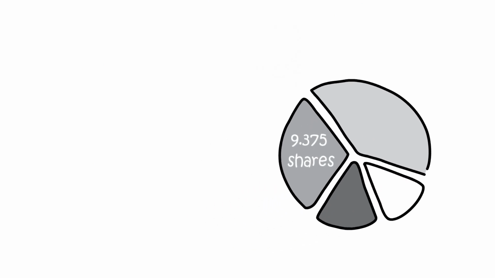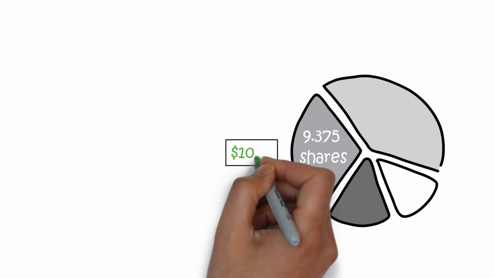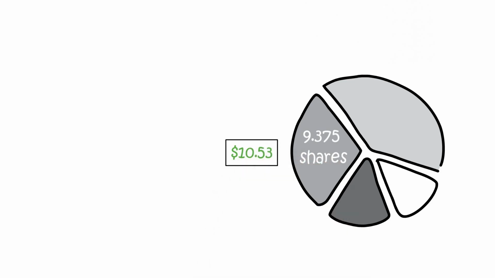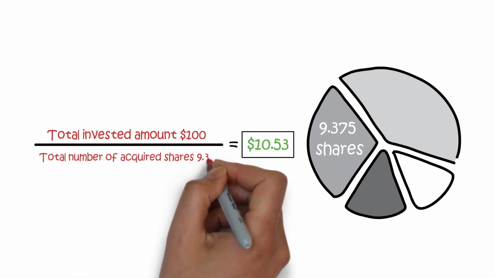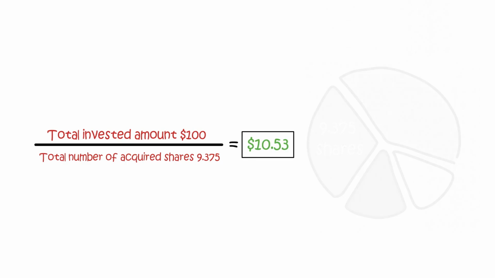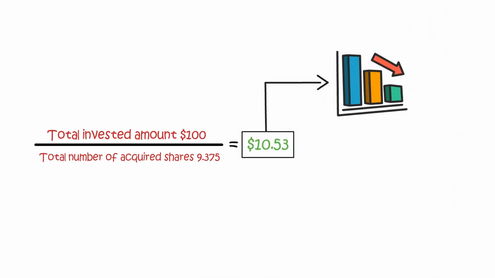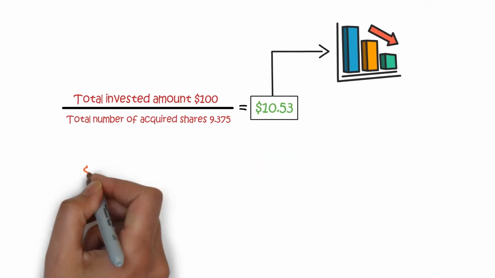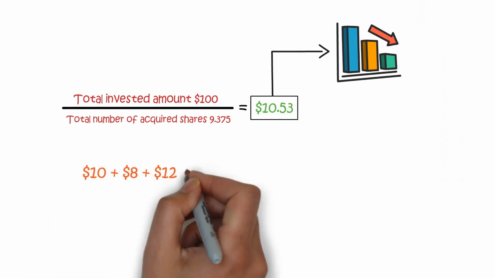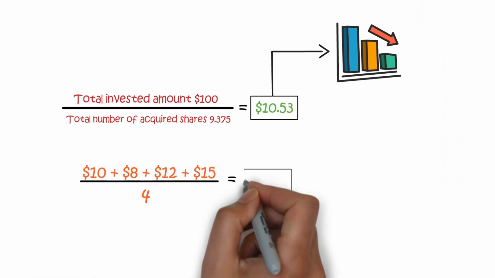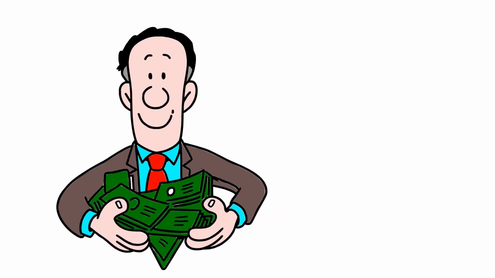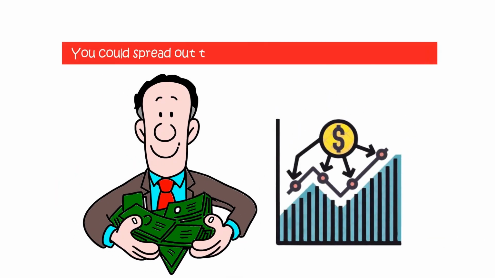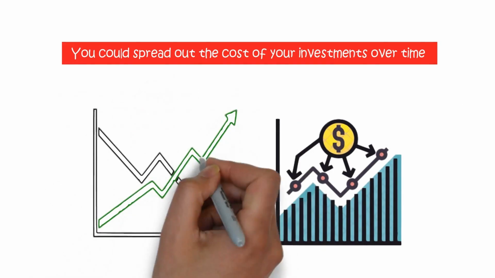Importantly, the average cost per share you paid is $10.53. This is calculated by dividing the total invested amount, $100, by the total number of acquired shares, 9.375. This average cost per share is lower than the average of the individual monthly prices, which is $10, $8, $12, and $15, which comes closer to $11.25. This shows that if you keep investing small amounts regularly using DCA, you could spread out the cost of your investments over time. This can help, especially when the market goes through ups and downs.